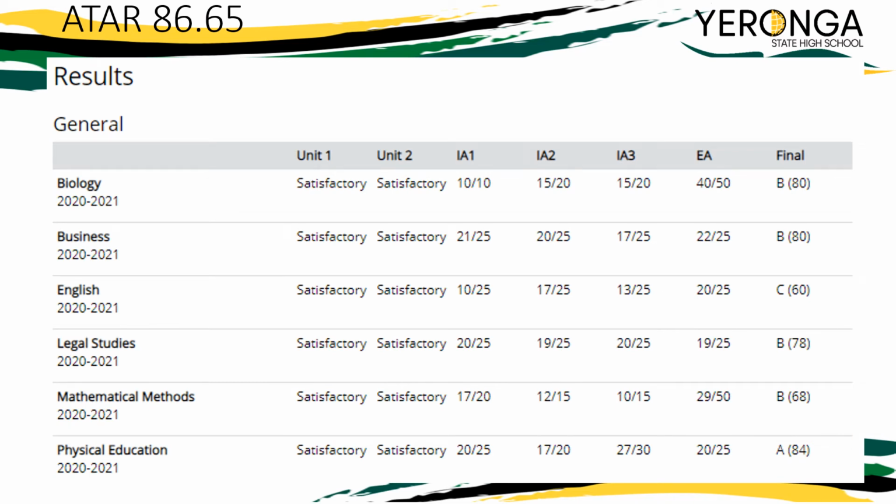Here's another example where a student received an ATAR of 86.65. They studied biology, business, English, legal studies, maths methods, and physical education. QTAC will select the 5 best subjects the student achieved, and in this case they would have picked biology, business, legal studies, maths methods, and physical education because they received B's and A's. And through their calculation, QTAC has calculated the student to be an 86.65.